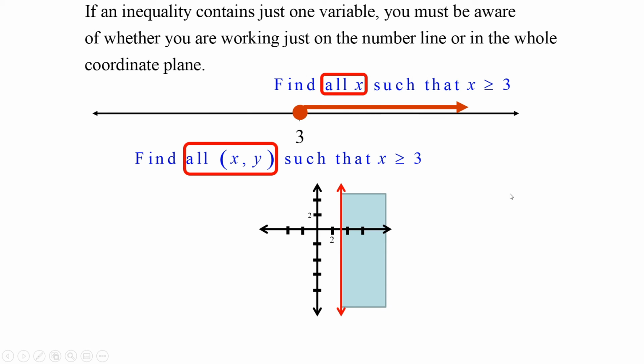So look at the difference of these two. Find all ordered pairs such that x is greater than or equal to 3. My inequality is graphed in the plane. Find all x such that x is greater than or equal to 3. Well, this inequality is graphed on a number line, one variable versus two variables. X is greater than or equal to 3. Beautiful.